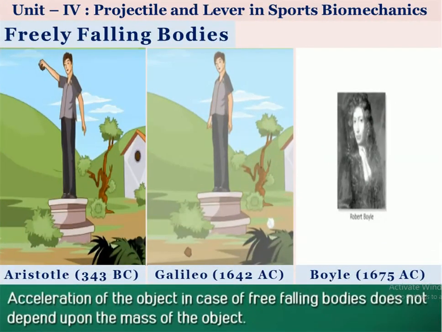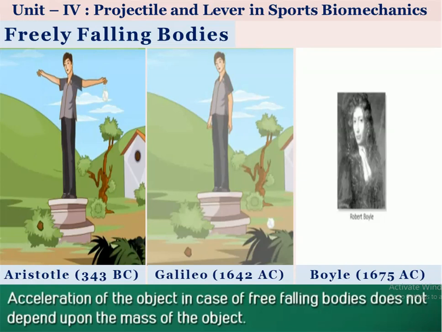All objects, when dropped from a height, fall towards the earth. This happens due to the gravitational force exerted by the earth on the object. Suppose you drop simultaneously a small stone and a cotton ball of the same size from a height. Which of the two will reach the ground first?